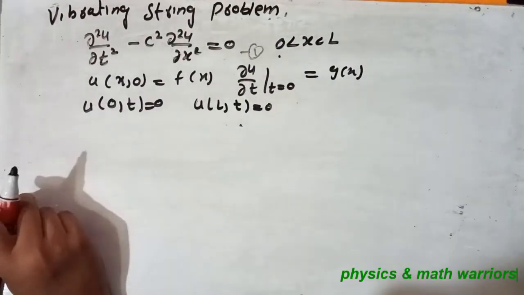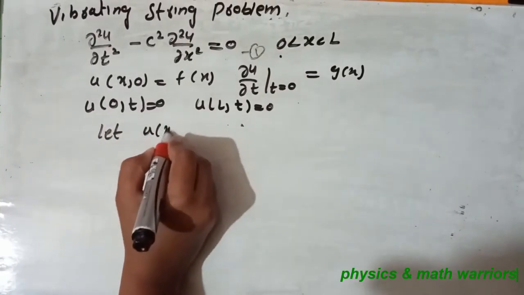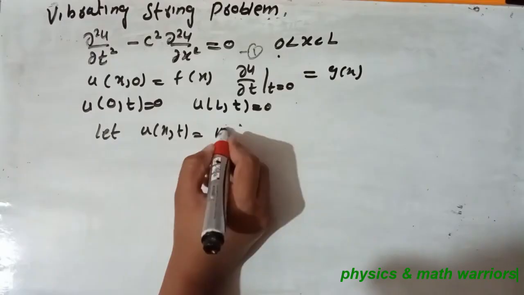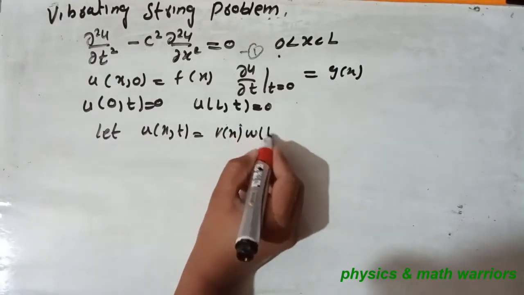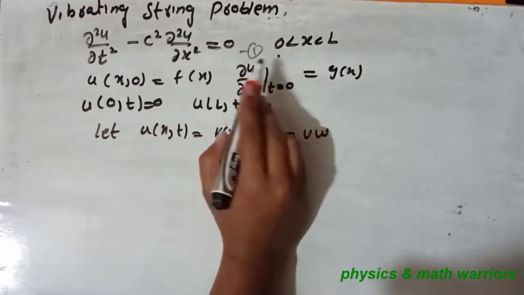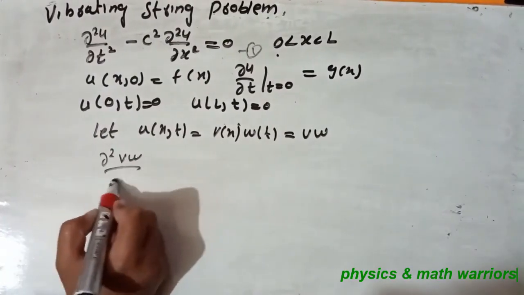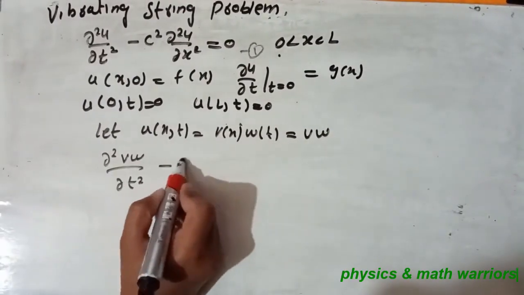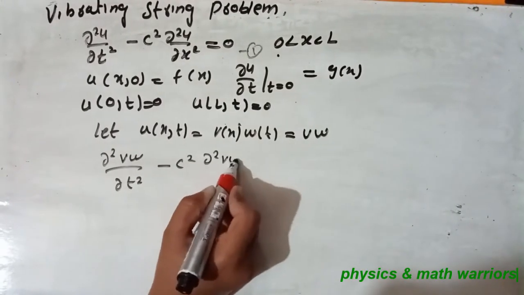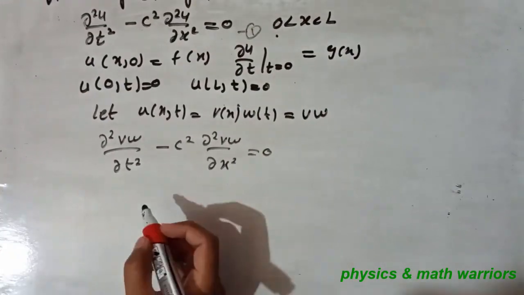We will solve this equation by separation of variable. Let u, which is function of x and t, is equal to v of x omega of t, which is equal to v omega. Put this equation in equation 1, so this becomes partial square v omega over partial t square minus c square partial square v omega over partial x square is equal to 0.